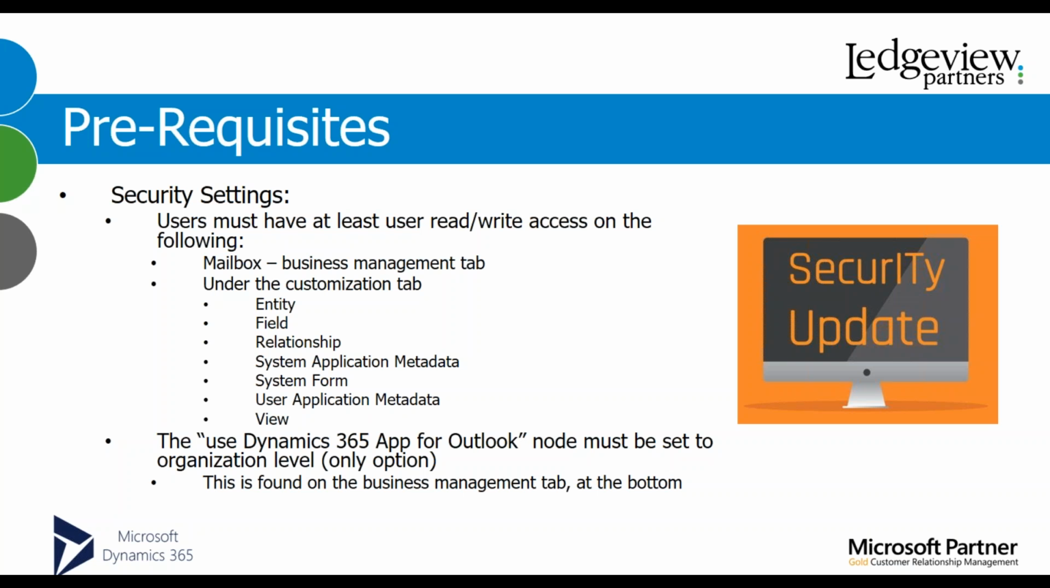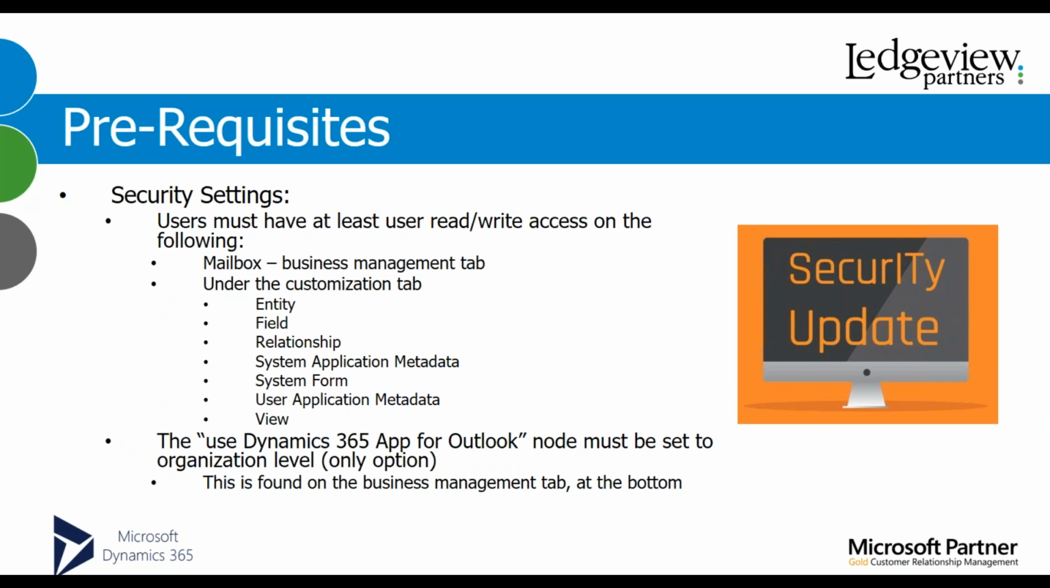Now, user, in the security settings, it's a dot, and then you slowly fill it in. The first one where it's a little yellow triangle filling in a quarter of the dot, that's the user setting, the user level. And this needs to be on mailbox, which is under the business management tab. And then under the customization tab, the entity, field, relationship, system application metadata, system form, user application metadata, and view. I hope none of you are scrambling to write this down. We do make these slideshows available afterwards, so this information will be available afterwards for you to be able to see.